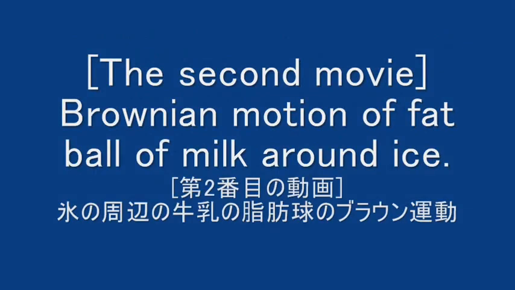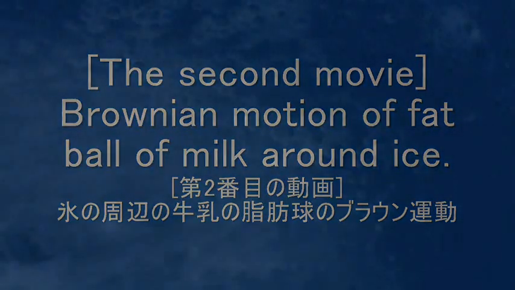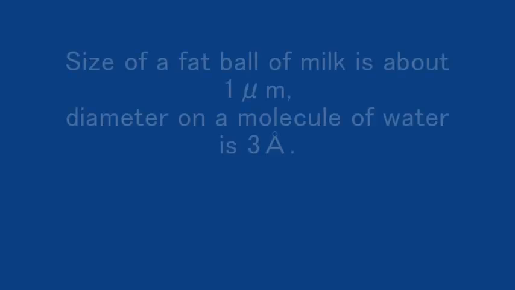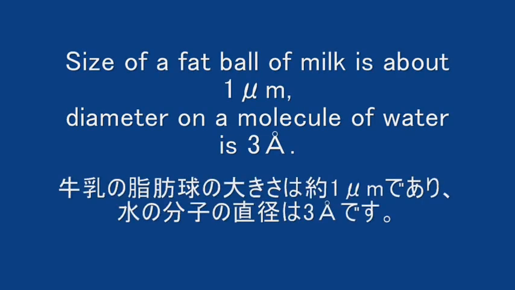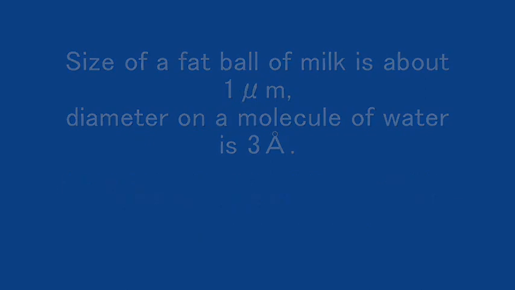The second movie shows the thermal motion of diluted milk. This movie was captured by means of a helical USB microscope. The magnification of the USB microscope is small. There are a lot of small vibrating areas around the bubble. The size of the fat ball of milk is small compared with the bubble. But the fat ball, about 1 micrometer, is very large compared with the molecule of water.